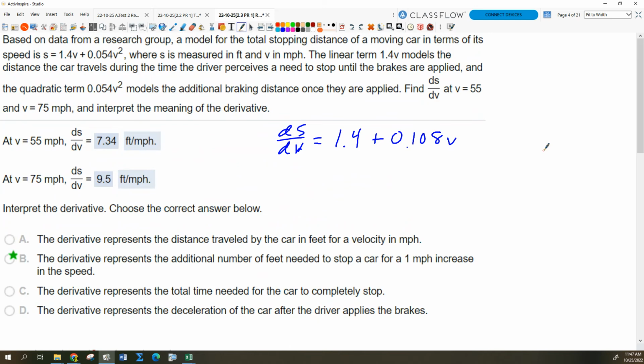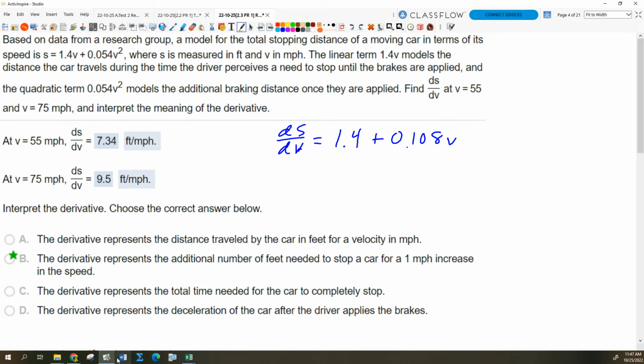Okay, right. So one interpretation of this then is the derivative represents the additional number of feet needed to stop if I increase my speed by 1 mile per hour. Okay. Marie saw something here, though, that she didn't like, and I'm with her on this.